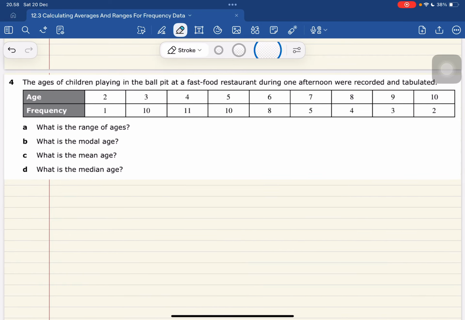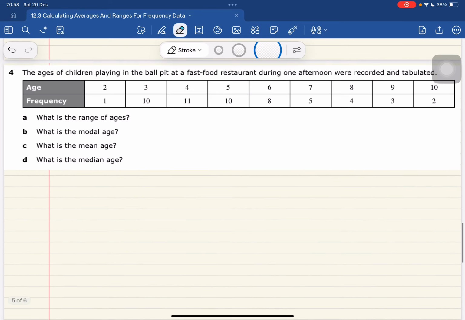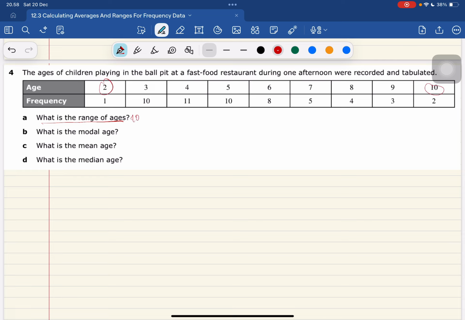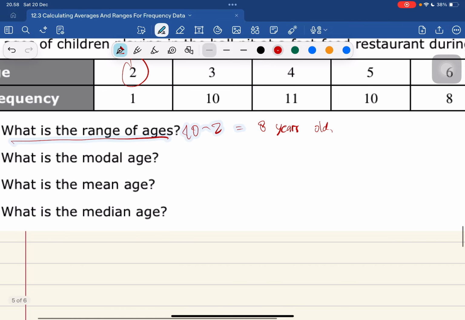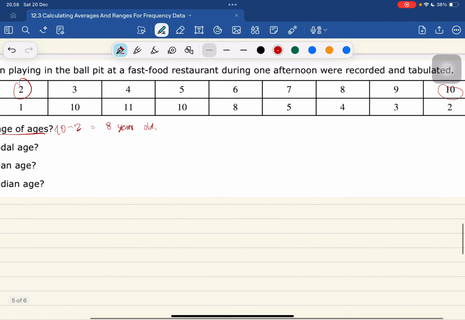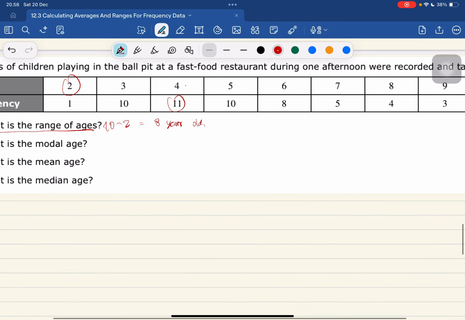Hi, in this video I'm going to continue solving practice questions calculating average and range for frequency data. What is the range of age? The highest is 10. We minus 2, 10 minus 2, so the range of age is 8 years old. What is the mode? The mode is the highest frequency, which is 11. So the modal age is 4 years old.